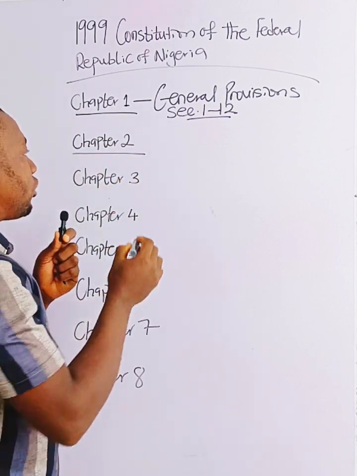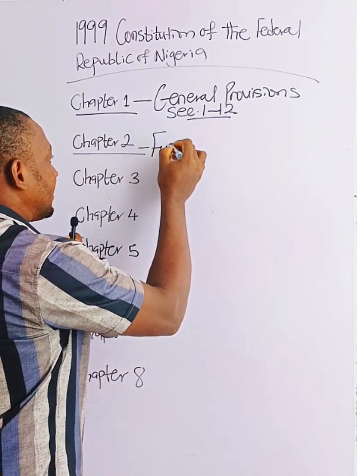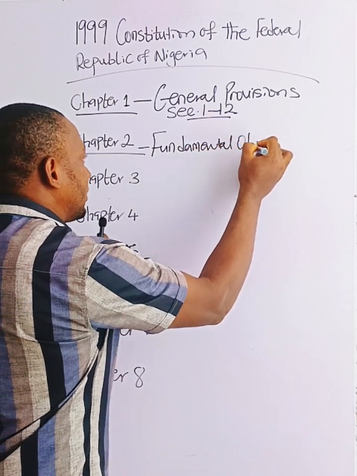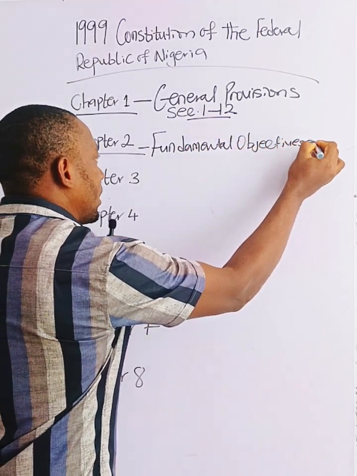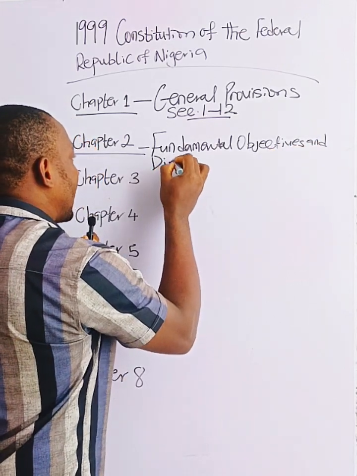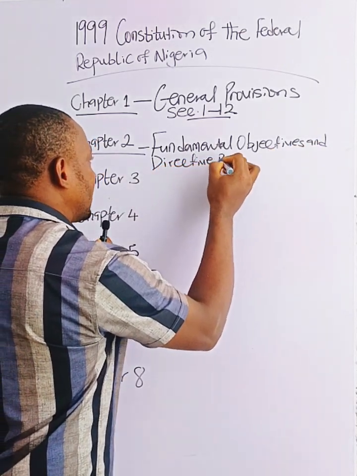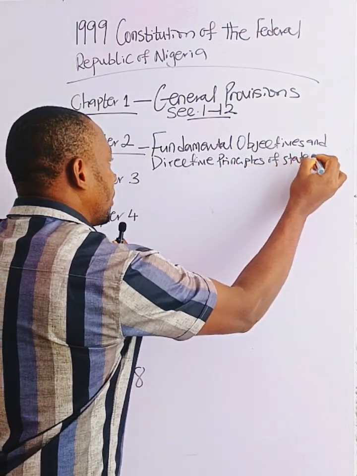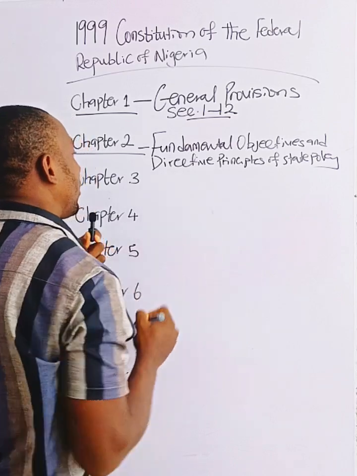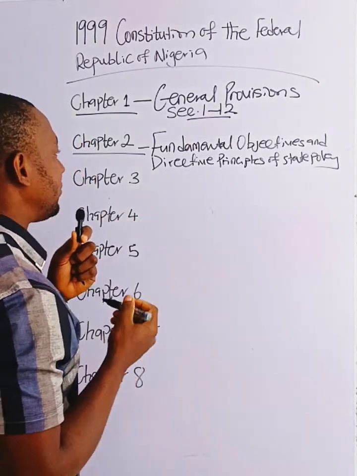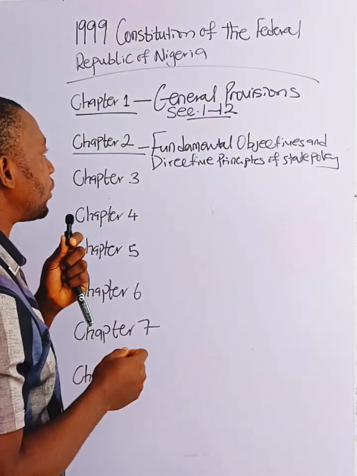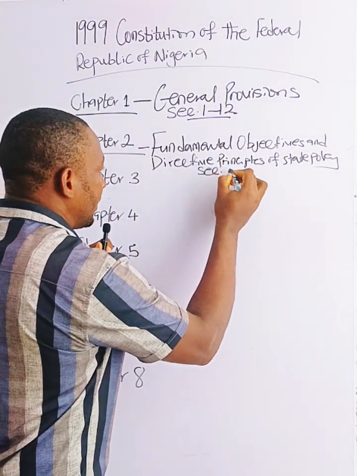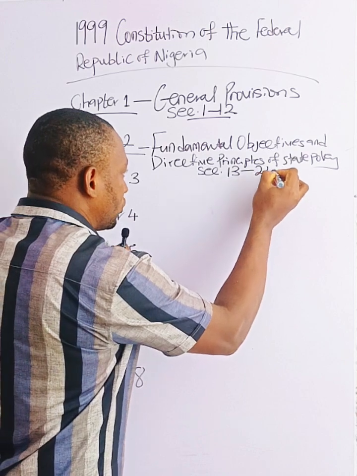Chapter 2 talks about fundamental objectives and directive principles of state policy. All right. Fundamental objectives and directive principles of state policy. This is between section 13 to section 24.